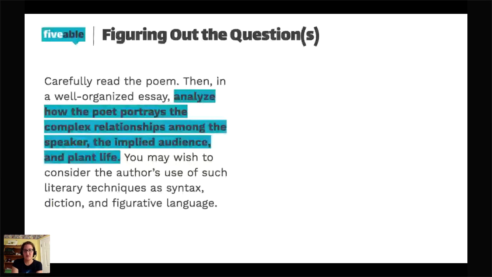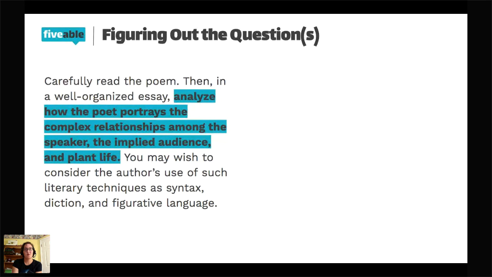Yes, so one of the questions you're answering is, what is the complex relationship? What is this specific complex relationship? Yes, another question is, who is the speaker? Because you need to know who that speaker is in order to portray a complex relationship. Definitely. What other questions? What else you got to know?